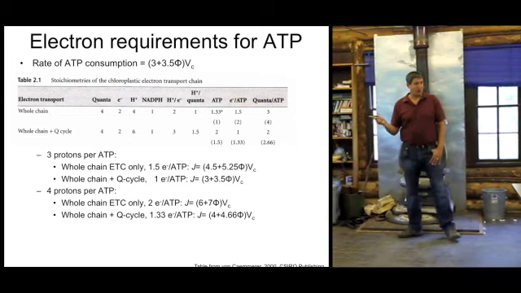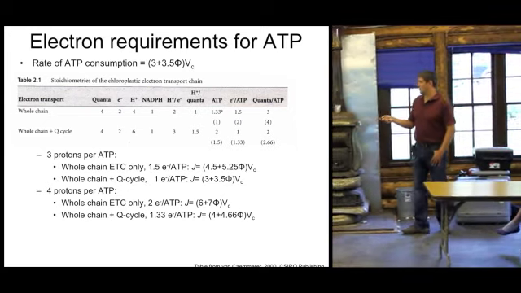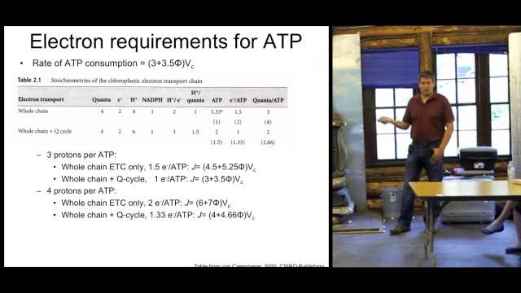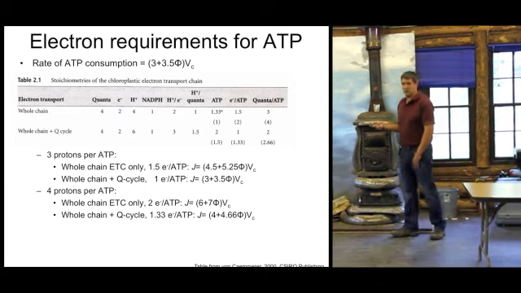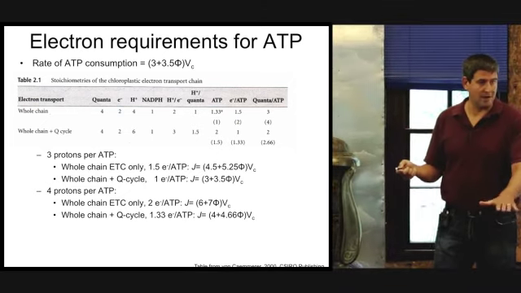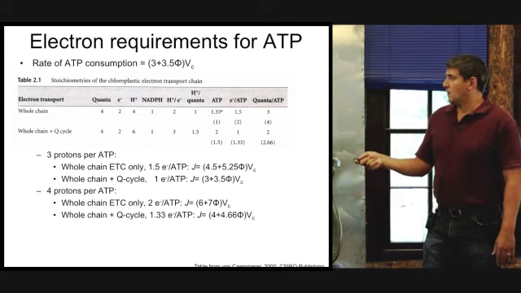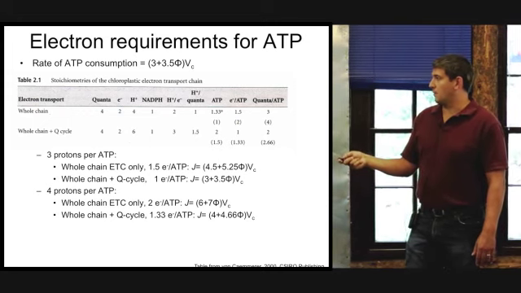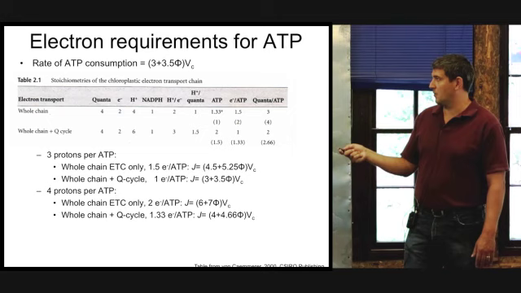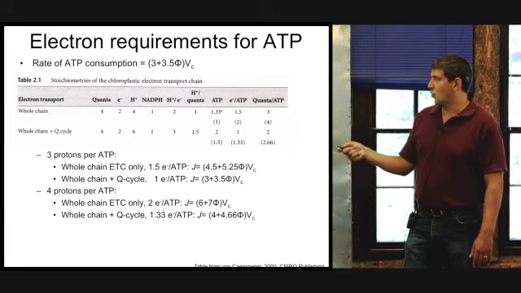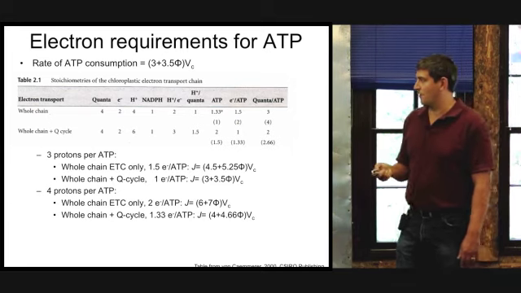That makes this a little bit more complex, because when you're trying to figure out how many electrons you need to meet this demand for ATP, you have to come up with a number of different scenarios. So if you assume that there are 3 protons per ATP, that's the lower limit. It can't be less than 3, we know that. If you look at just whole chain electron transport, you get 1.5 electrons per ATP. And this is how much ATP we need. So you multiply 3 by 1.5 and 3.5 by 1.5. Then our electron transport requirements to meet this demand are 4.5 plus 5.25 phi.